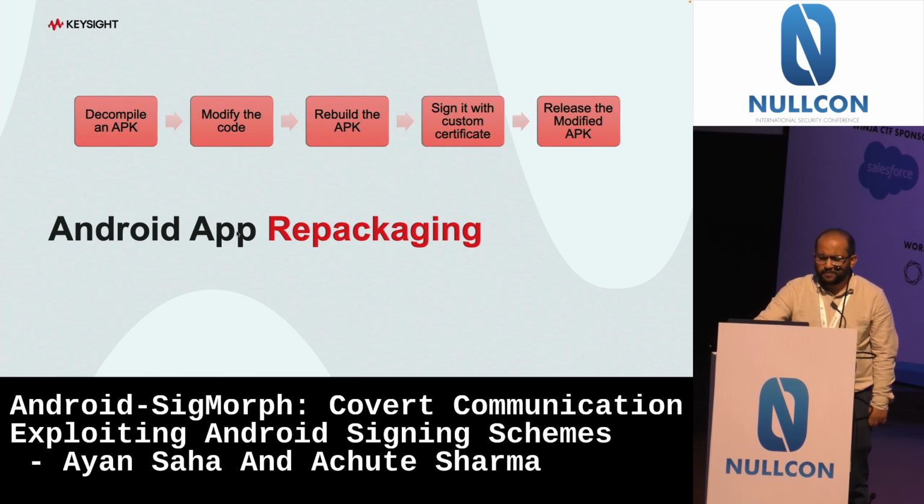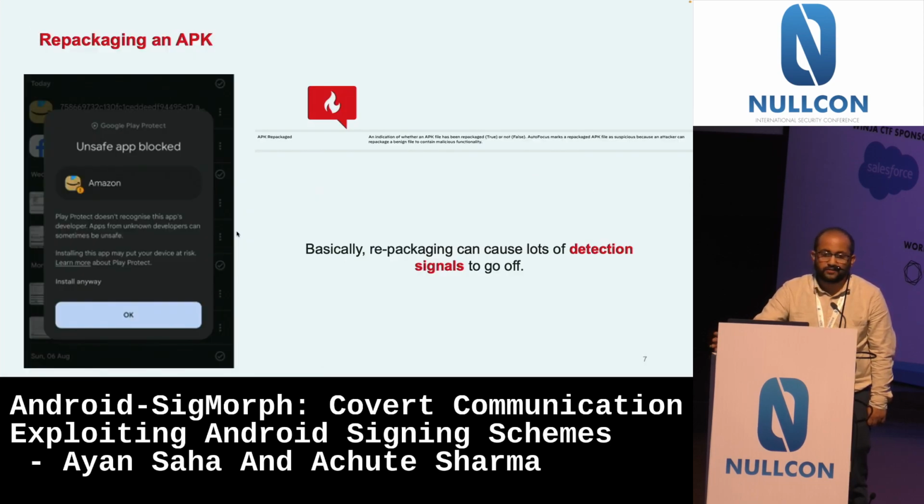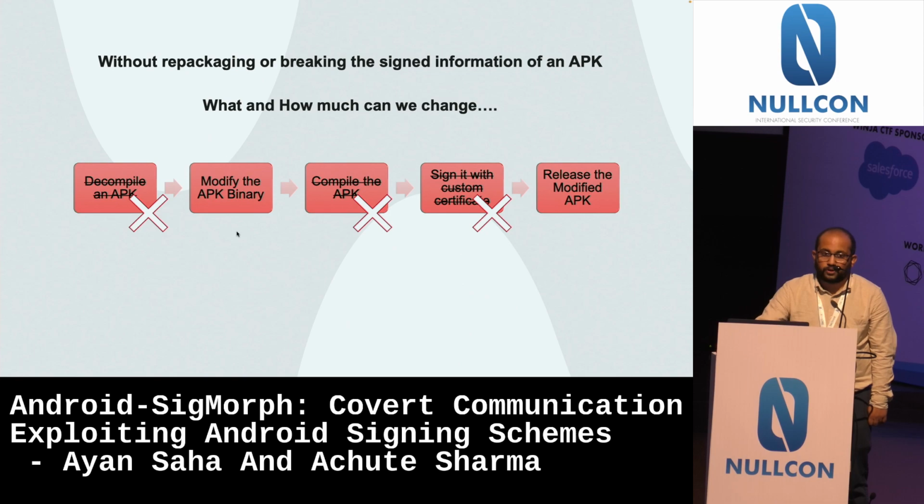When you do repackaging, a lot of detection signals go off. Android does not allow you to install such apps, but gives you an install anyway option. Generally it means that when you repackage, you run into checks. So what we are trying to achieve here is, without repackaging, can we take an Android APK binary directly, modify it in the hex, and then release it? And in this process, we do not want to break the signature at all.